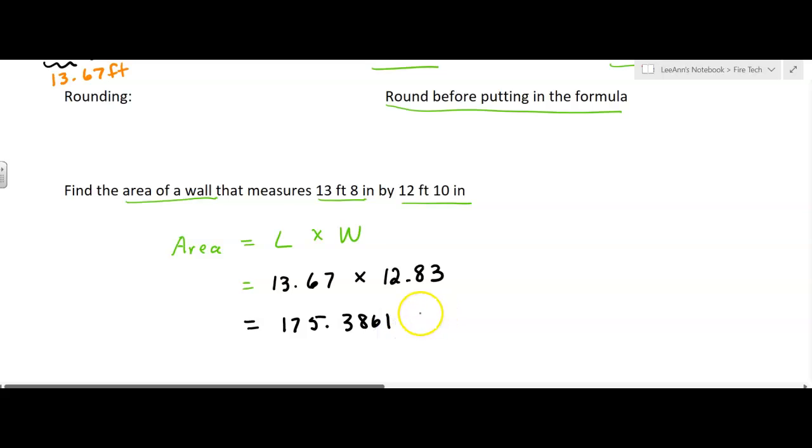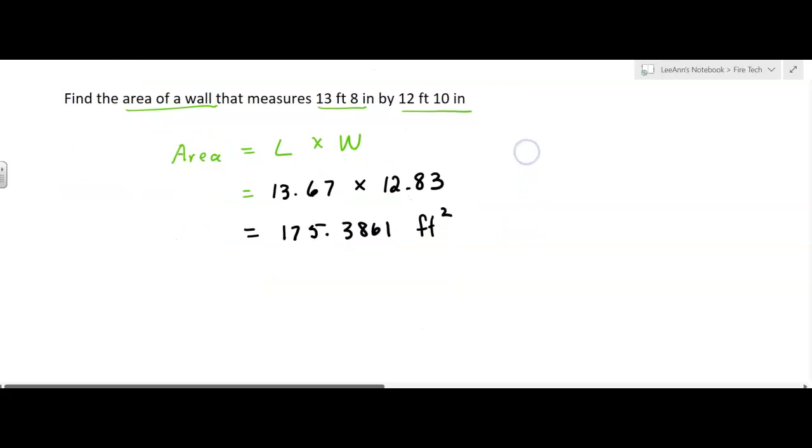So you're going to do that calculation, and you're going to get something like 175.3861, and now that's going to be square feet. Okay, but we're not going to leave our answer that way. We're going to round to 2 decimal places. So go 1, 2 decimal places. Look at the third number. Is it going to round up? Yes. So these are approximations. They're not exact. And so this would be our answer.